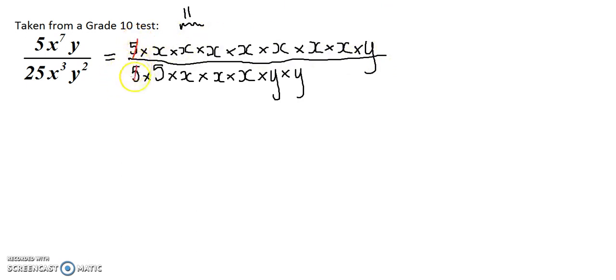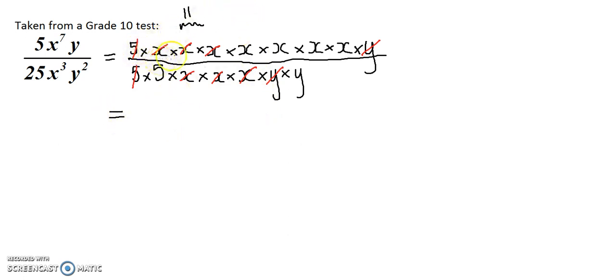The 5 can cancel with a 5. One x can cancel with another x. This one can also cancel with this one. Then we've got another one. But now we've run out of x's at the bottom to cancel with the top. We do, however, have a y to cancel with the y at the bottom. Let's write down what's left behind.